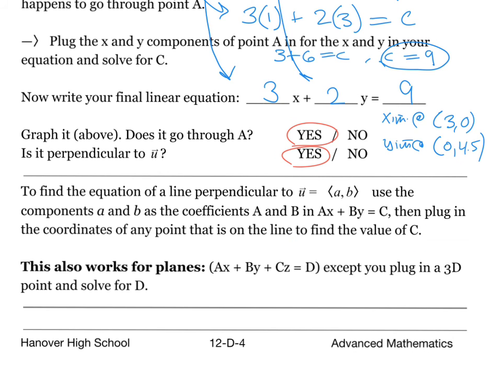And here's the punchline. This also works for planes. So think about it. If you've got a vector in 3 dimensions and you want to identify the equation of a plane that's perpendicular to it and that passes through a particular point in 3 dimensions, you can use this exact same technique to do that.